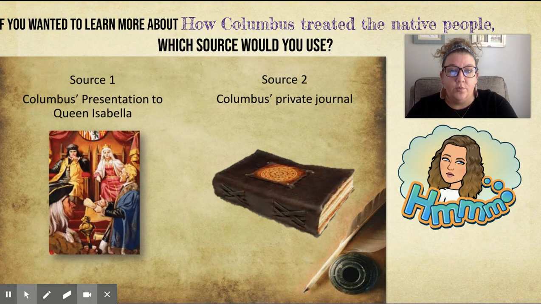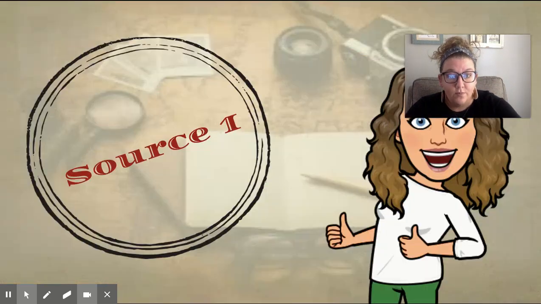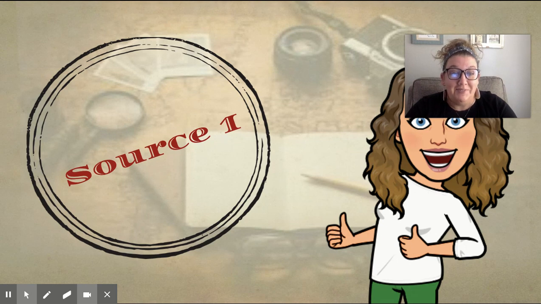If I wanted to learn more about how Columbus treated the native people, which source would I use? Would I use Columbus's presentation to Queen Isabella or his private journal? So source 1 or source 2? I did not fix this. This should say source 2. So ignore source 1. The answer is source 2.